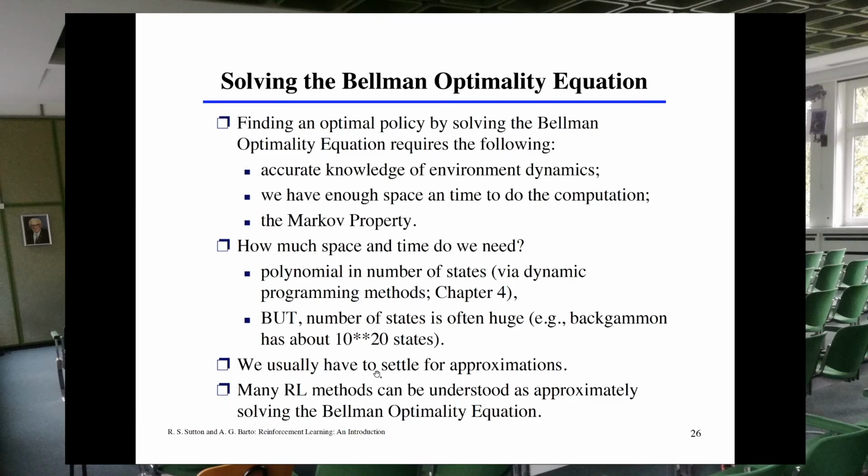So for this kind of problem, we need a way to approximate these value functions or action value functions. And currently the best way to do that is using a deep neural network. You can use a deep neural network to store the values of all the states in your environment. So many of the reinforcement learning methods applied nowadays are understood as approximately solving the Bellman Optimality Equation, because, as I said, you will need to approximate somehow the values of the states or the values of actions and states.